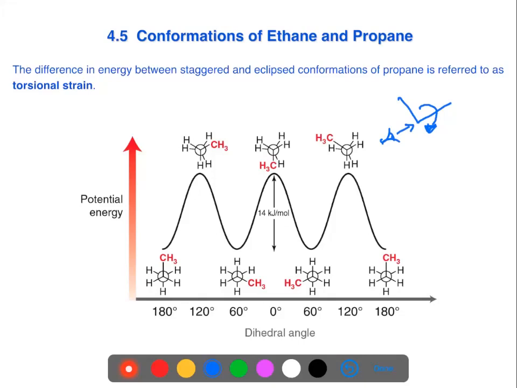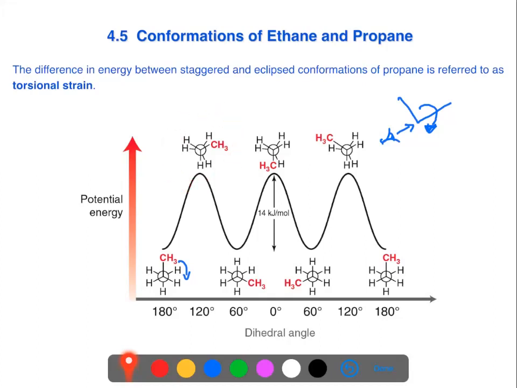So if we start with the staggered conformation for propane, here we see we have the methyl group attached to the carbon in front, and we're going to rotate that methyl group in a clockwise manner and observe how that changes the conformation of that Newman projection for propane. So as we rotate that by 60 degrees, we see that we end up with an eclipsed conformation.